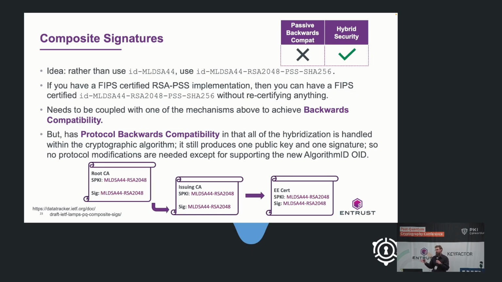But we say that this has protocol backwards compatibility in that you don't need to modify your protocol. It's just a new algorithm the way you would deploy any other new algorithm. Your protocol handles one signature. We provide you one signature from composites. So in that sense, it's nice. You don't need to change very much code to deploy composites, but it doesn't get you the old things talk to new things property.